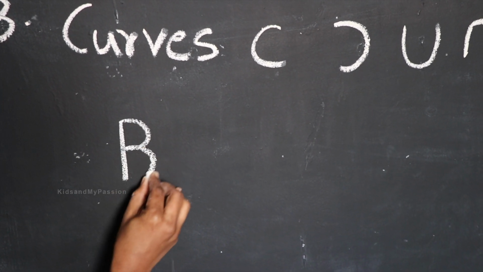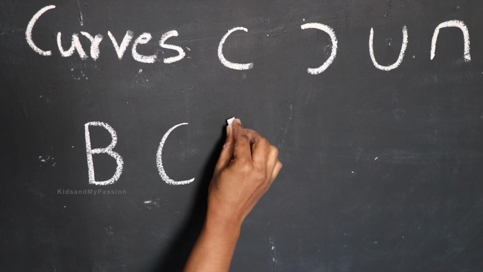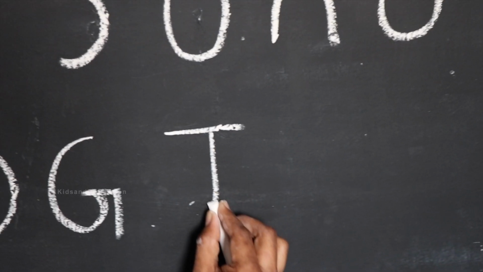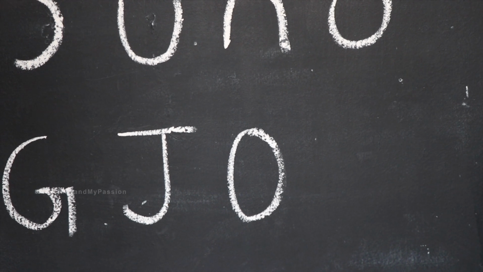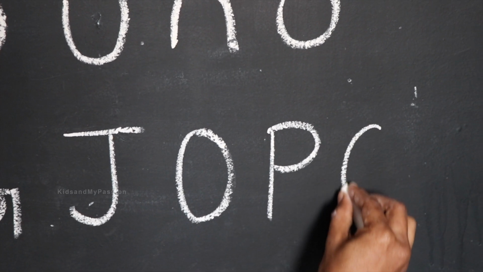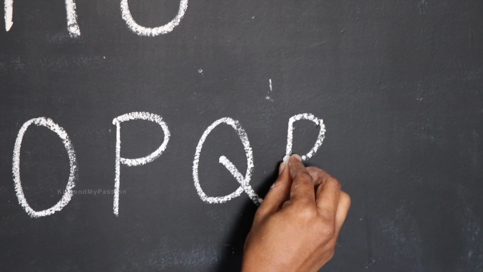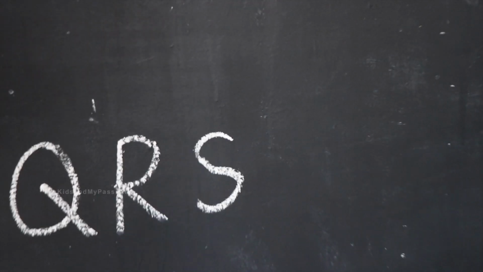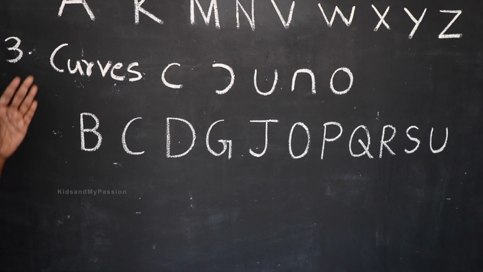B, C, D, G, J, O, P, Q, R, S, U. So these are the alphabets with the curves.